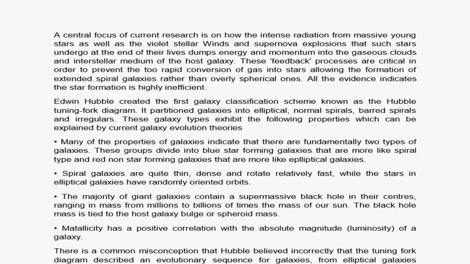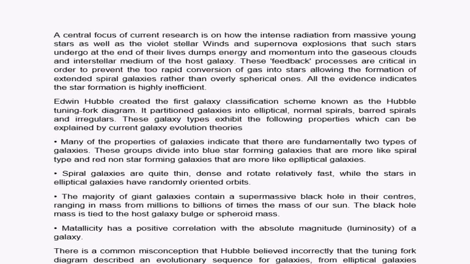A central focus of current research is on how the intense radiation from massive young stars, as well as the violent stellar winds and supernova explosions that such stars undergo at the end of their lives, dump energy and momentum into the gaseous clouds and interstellar medium of the host galaxy. These feedback processes are critical in order to prevent the too rapid conversion of gas into stars, allowing the formation of extended spiral galaxies rather than overly spherical ones. All the evidence indicates the star formation is highly inefficient.